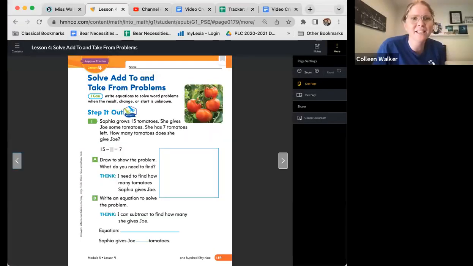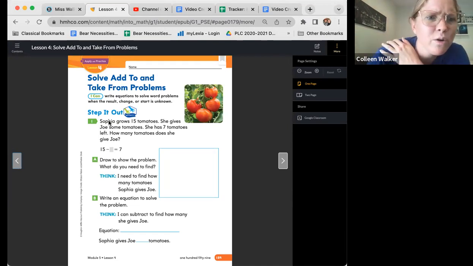We are here to do Module 5, Lesson 4, which is called Solve, Add to, and Take from Problems. So our objective today, repeat after me, is I can write equations to solve word problems when the result, change, or start is unknown. Awesome. So we are going to jump right into it. There's no spark you're learning today. We are just going to start right away with our first problem.